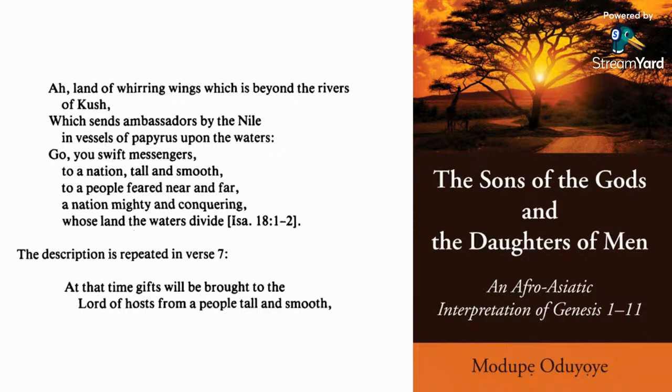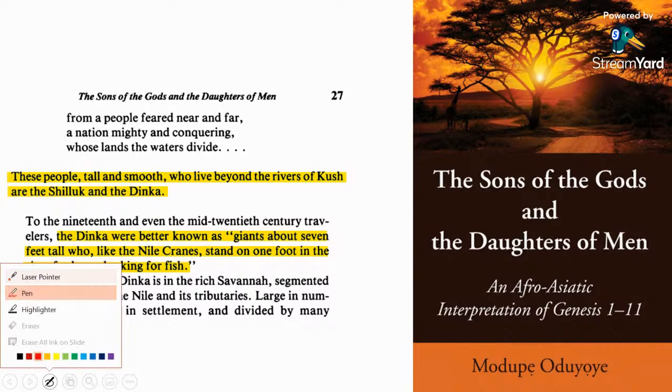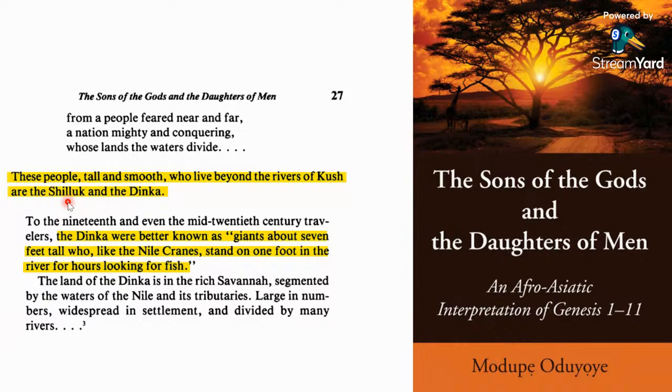The description is repeated in verse 7. "At that time, gifts will be brought to the Lord of hosts from a tall and smooth people, from a people feared near and far, a nation mighty and conquering, whose lands the waters divide." These people, tall and smooth, who live beyond the rivers of Cush, are the Shaluk and the Dinka. And we know that these two tribes are what we would call Nilotic or Nilo-Saharan tribes. It goes on to say, to the 19th and even to the mid-20th century travelers, the Dinka were better known as giants about 7 feet tall, who, like the Nile cranes, stand on one foot in a river for hours looking for fish.